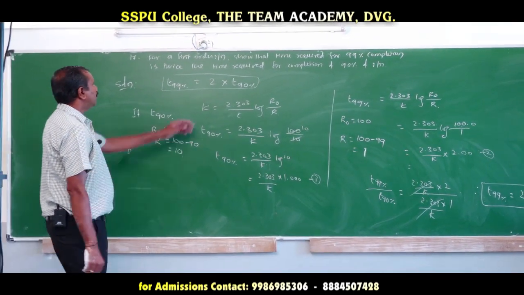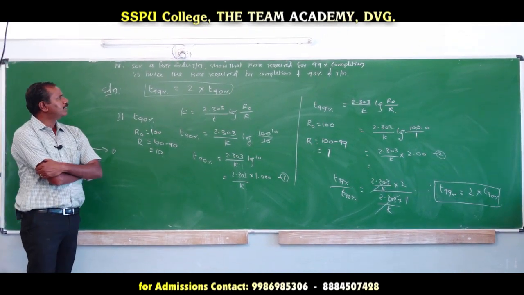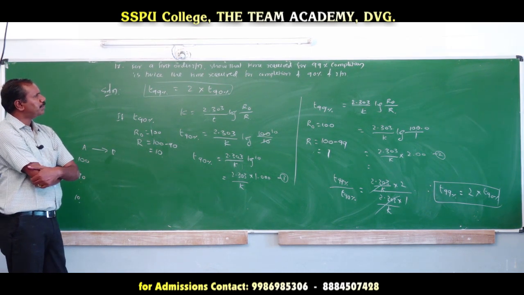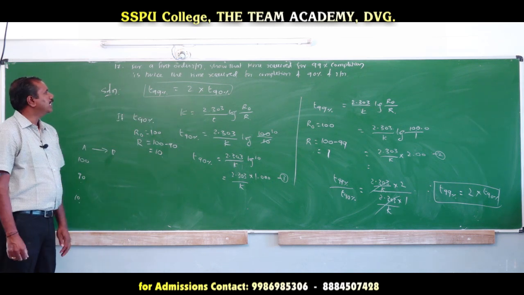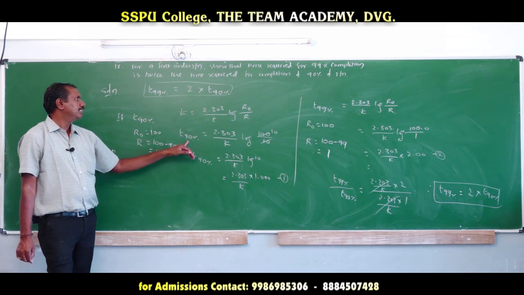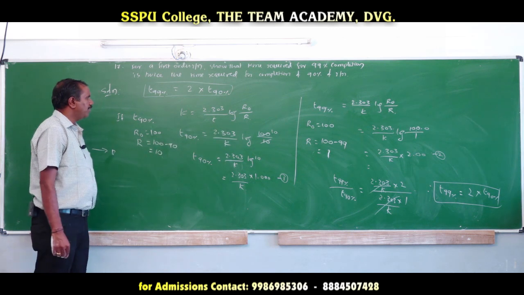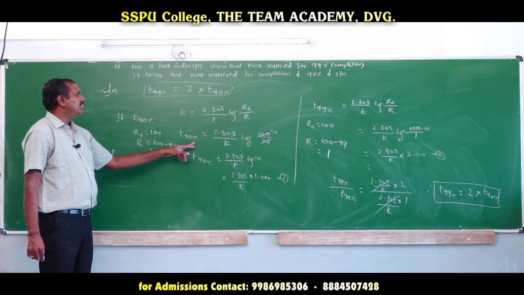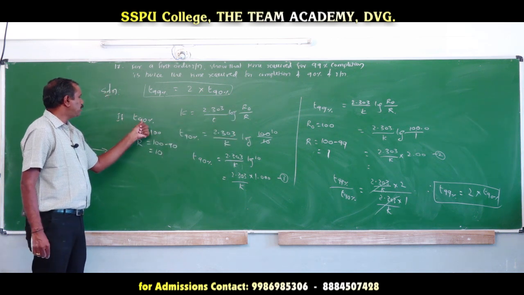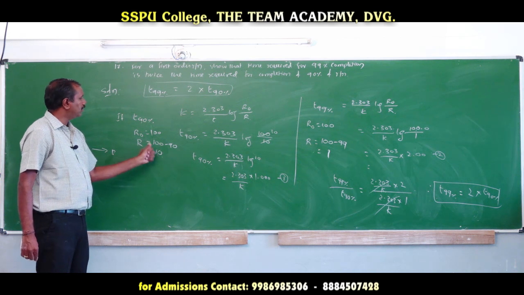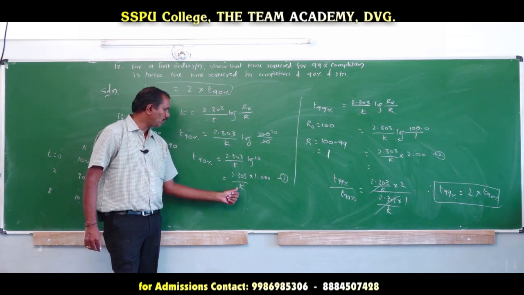So, for a first order reaction, show that the time required for 99% completion is twice the time required for completion at 90% of the reaction. T 99% is equal to 2 into T 90. So, I have to calculate the T 90% for first order. First order is K equals 2.303 by T into log of R naught by R. T 90% reacted equals 2.303 by K into log of R naught is 100, initially 100. 90% reacted means left behind should be 10, 100 minus 90, log 10. Log 10 value is 1, 2.303 by K for T90.